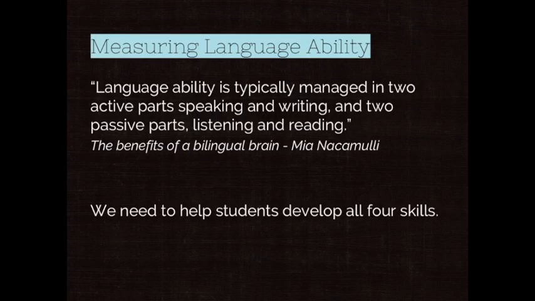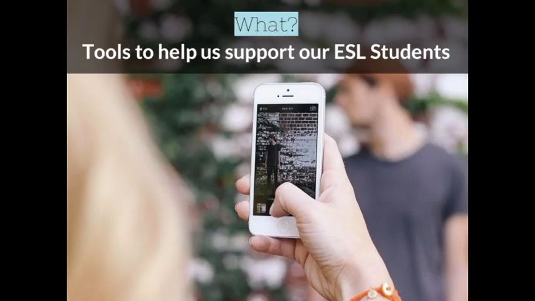So I like this quote about measuring language ability. It says it's typically managed in 2 active parts, speaking and writing, and 2 passive parts, listening and reading. So we need to help students develop all 4 skills. There are many ways that we can support these students. I'm just going to show some practical tips, including some technology tools.